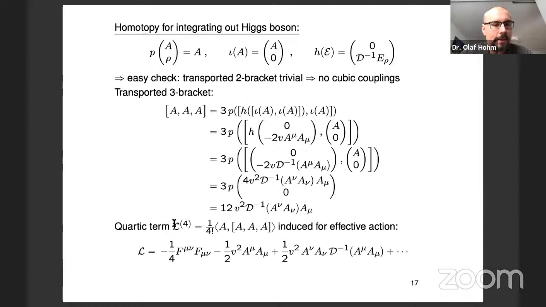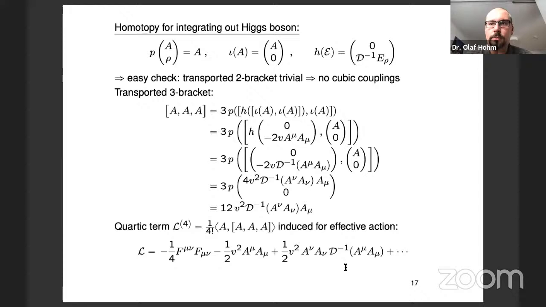So that tells you that there's now a quartic term in the action, which is defined by the three bracket, which looks like this. So I have to contract this with another A because of the inner product here. And then you get this quartic interaction term. So integrating out the Higgs had the effect, to this order, that you have a new quartic interaction term.